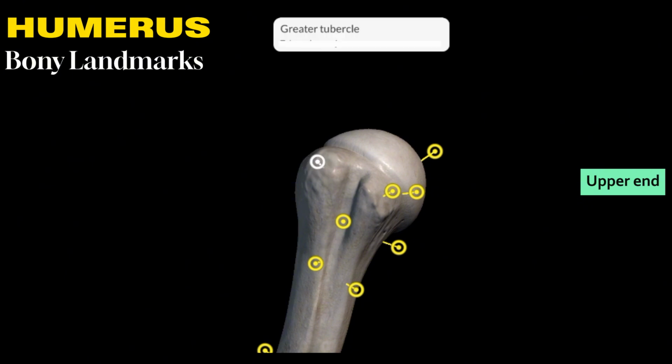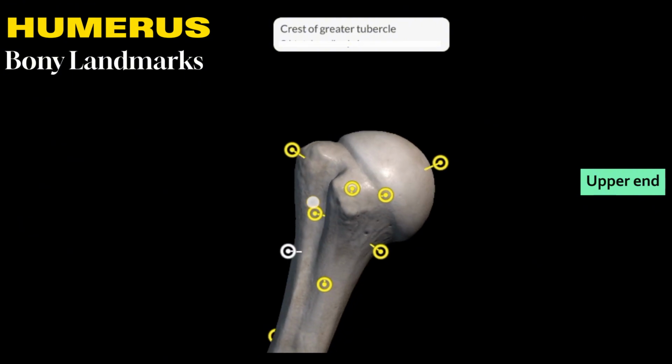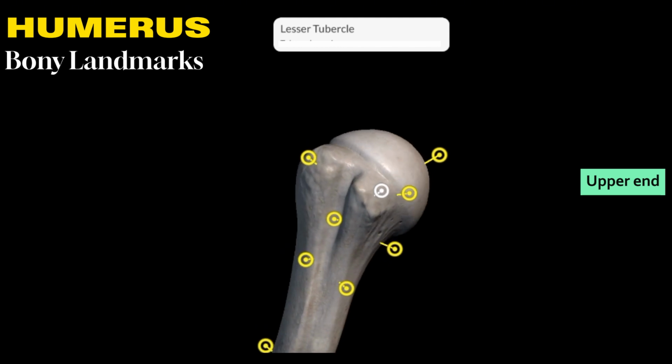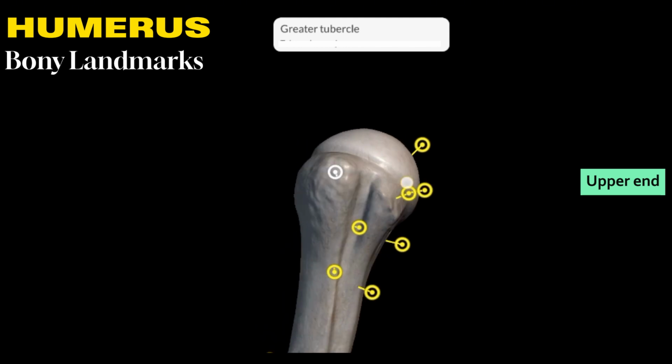This is greater tubercle. It is an elevation that forms the lateral part of the upper end. This is the crest of greater tubercle. This one is lesser tubercle. And this one is the greater tubercle.